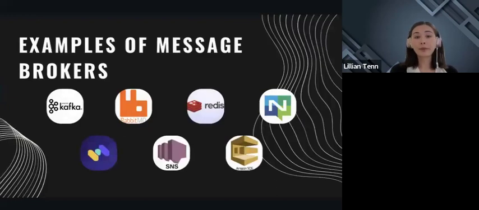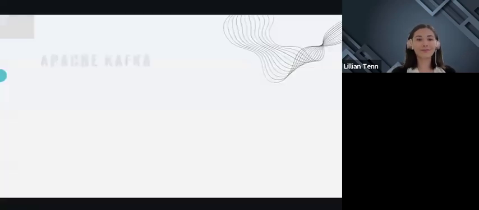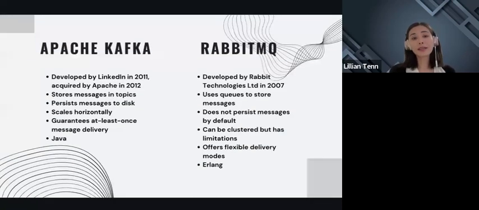Some of the most popular message broker systems are Apache Kafka, RabbitMQ, Redis, NATS, Memphis Dev, Amazon SNS, and Amazon SQS. Kafka is an open source messaging system. It was developed in 2011 by LinkedIn engineers who faced the problem of integrating huge amounts of data from their infrastructure into a Lambda architecture. Kafka was later acquired by the Apache Foundation.